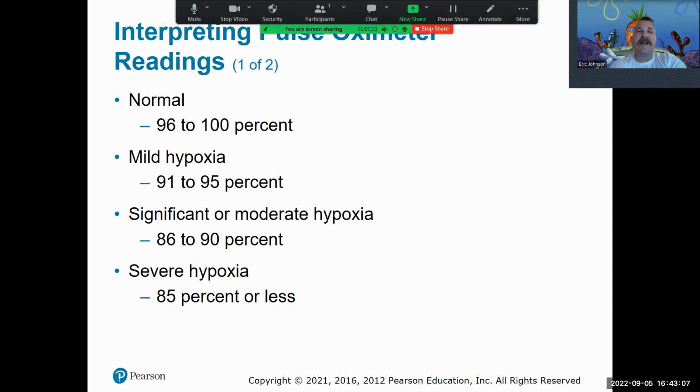However, you should not withhold oxygen based on your SpO2 findings. You should also not give oxygen based on your SpO2 findings. You should be giving oxygen or withholding oxygen based on the patient's presentation, their respiratory rate, their pulse, their blood pressure, things of that nature, and of course, what they're telling you.